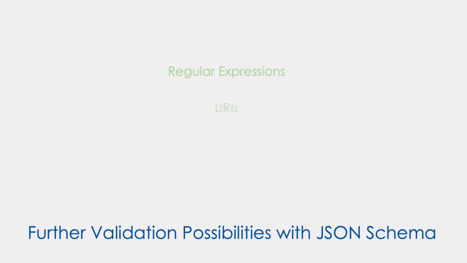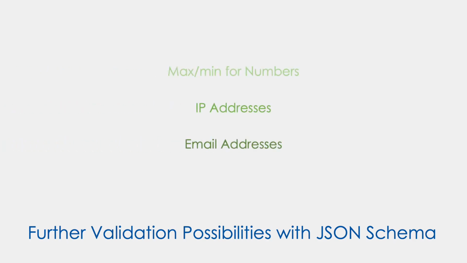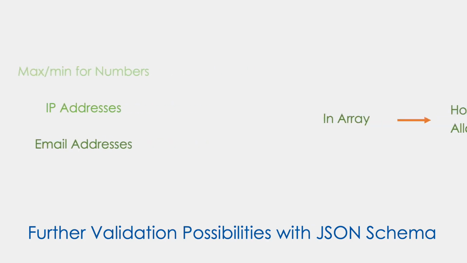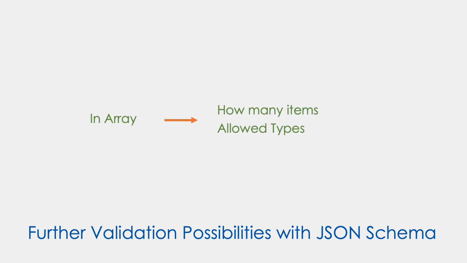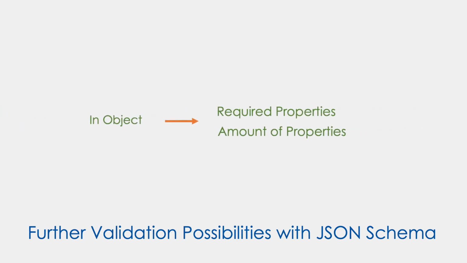Of course, way more advanced validations are possible with JSON schema, such as regular expressions, URIs, length of a string, max/min for numbers, IP addresses, email addresses, or you can specify amount of the items and allowed types in an array, as well as required properties and amount of properties in an object.